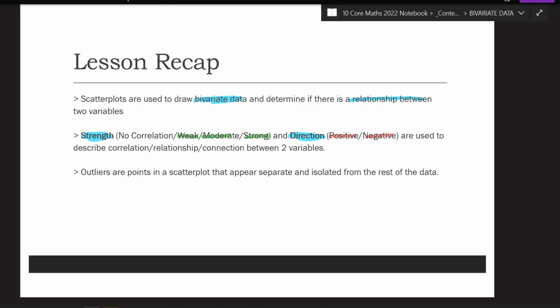Now, one thing to keep in mind is if your dots are too random, then there's no correlation. I'll put that here. If your dots are just random, that means there's no correlation. And then outliers, remember, are points that appear separate from the rest of the data. So you just have to make sure you know which ones they are and that you list them.